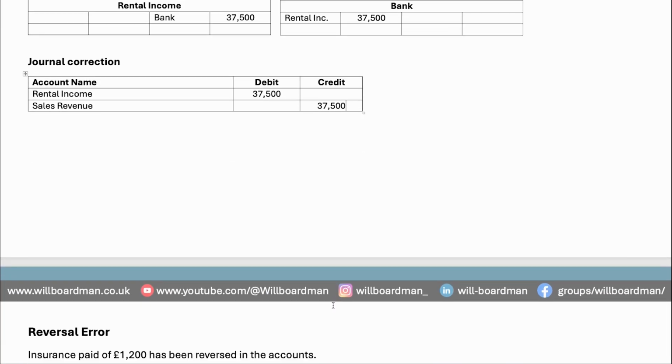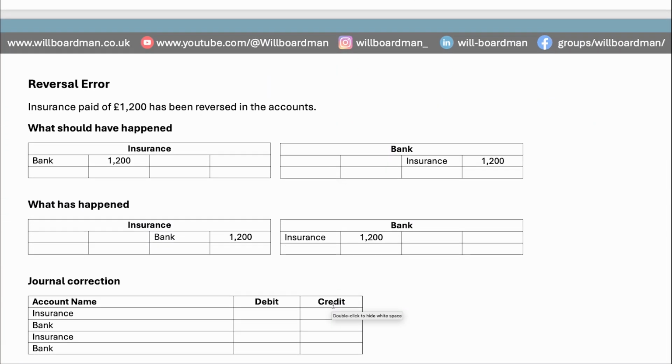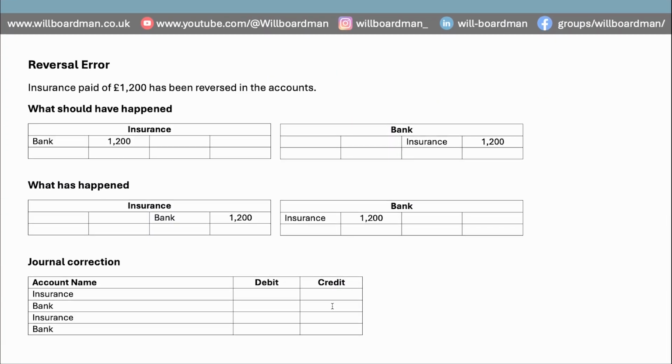Moving down to our next error, which is the reversal error. So one that people do get a little bit confused on because the entries do look a bit odd, but I'll explain that as we go through. So the reversal error happens where we've put in the debits and credits into the accounts the wrong way round. So we've effectively flipped them.